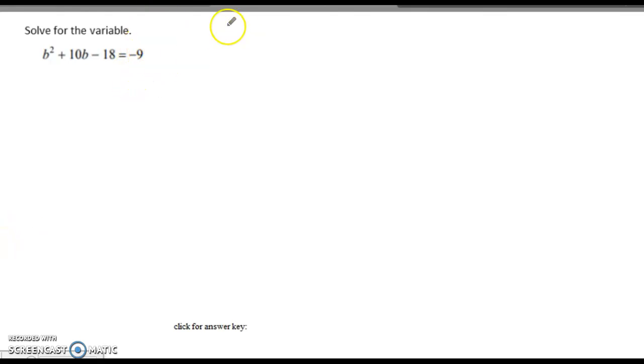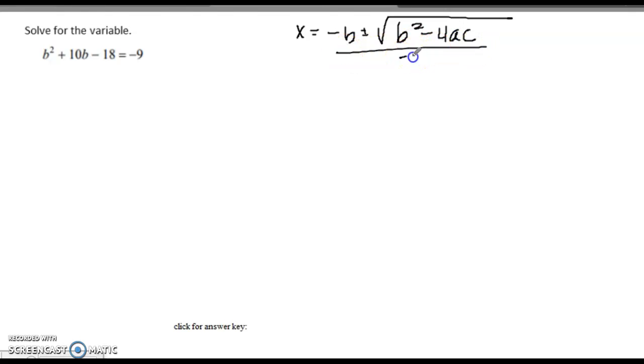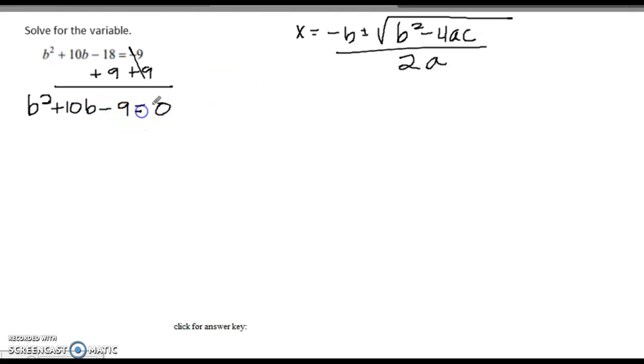For this problem, we're going to use the quadratic formula, which is the opposite of b plus or minus the square root of b squared minus 4ac, all over 2a. So I need to begin by moving my 9 over to have the whole thing equal to 0. So I have b squared plus 10b minus 9 equals 0. So my a is 1, my b is 10, my c is negative 9.